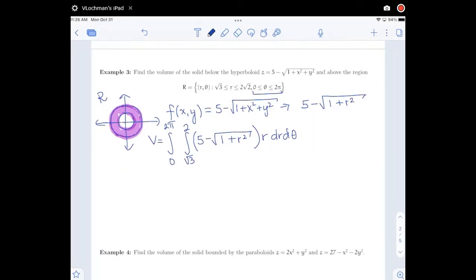All right, so let's go ahead and integrate the inner one. So we get the integral from root 3 to 2. And I'm going to multiply this r through. So this is 5r minus r times this radical dr. How would we go about this? What would be the method to compute this integral? What do you guys think?